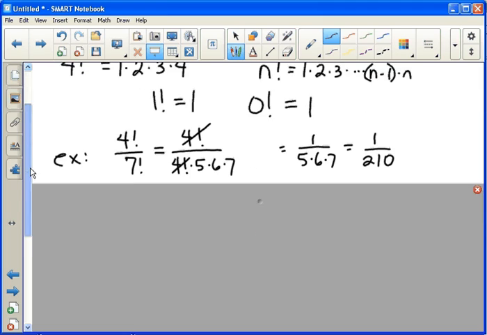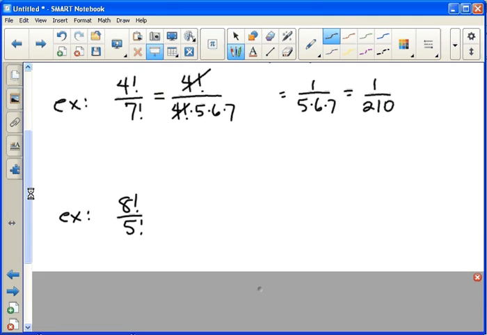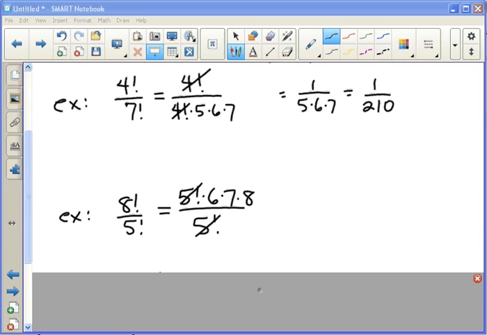Okay, let's try our next one. 8 factorial over 5 factorial. So which one is smaller? Clearly 5. So I leave 5 factorial alone, but I expand 8 factorial by starting with the smaller number, which is 5, and then work up 6, 7, 8 till I get to my number. Because 5 factorial means 1 times 2 times 3 times 4 times 5, so I'm just saving myself some writing by using the factorial. Then you can see the 5 factorials will cancel out, and I get 6 times 7 times 8, which is 336.